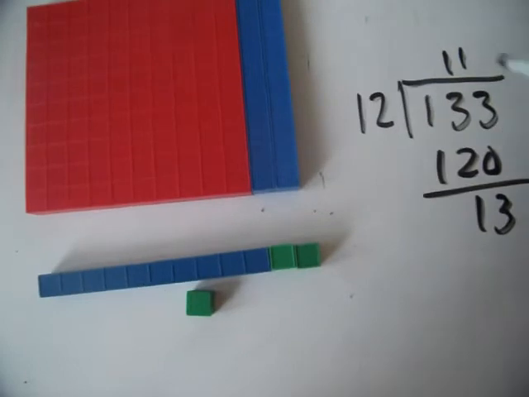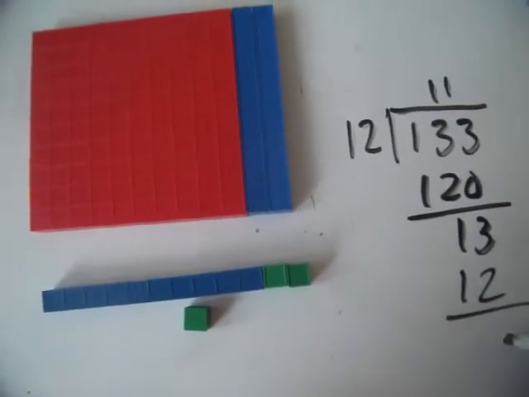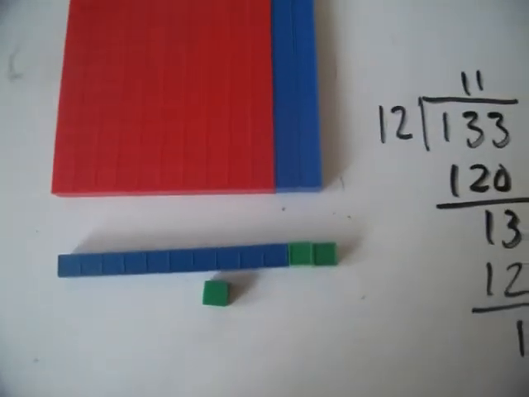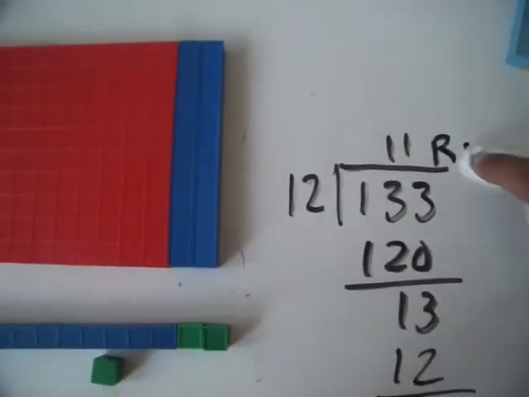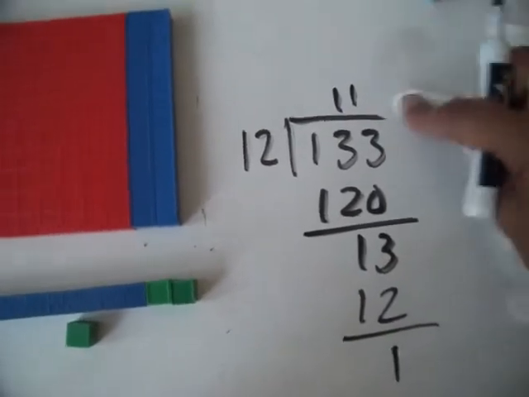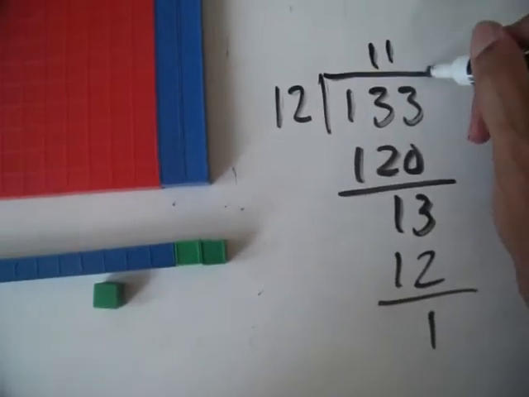And then I pass out 12 more. And darn it, I have 1 that remains outside. So I could put remainder 1 over here. Or I could start talking about fractions and say, what if I really wanted to pass that out, that pineapple? What would I have to do?